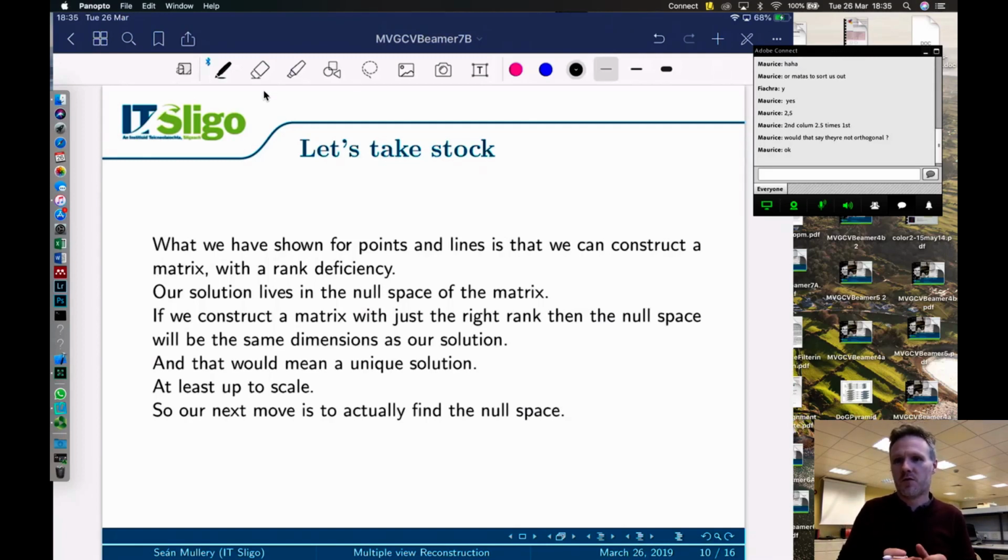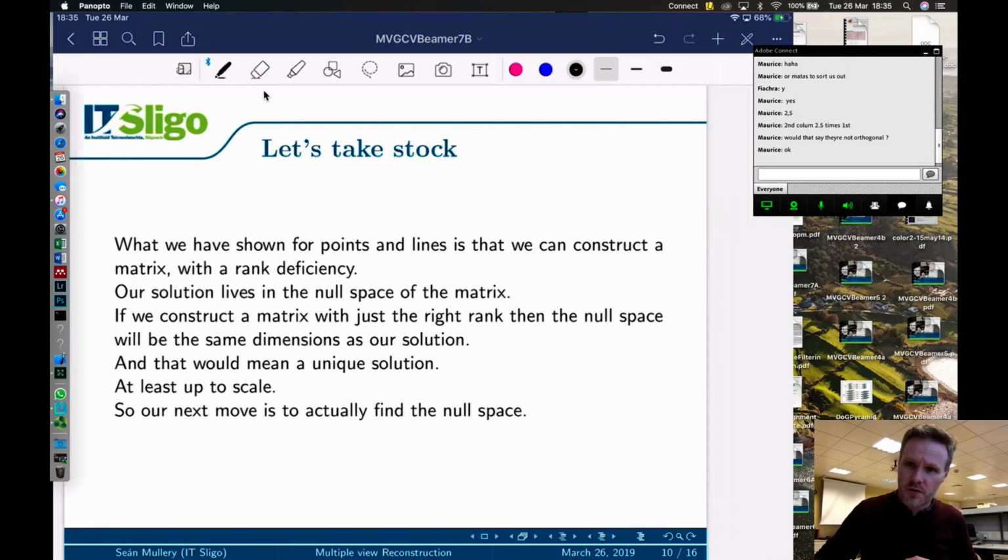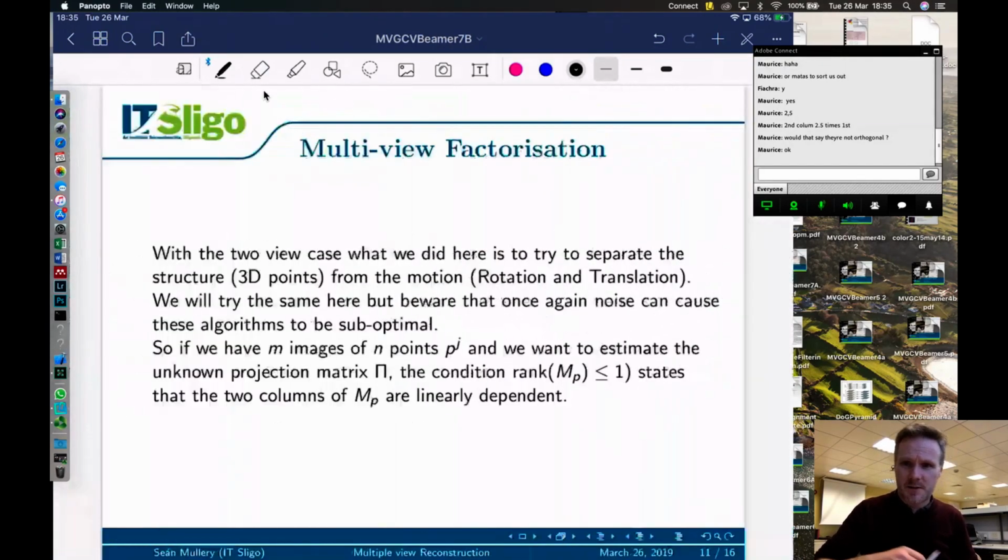Of course, we don't know that the translation between the images is not different, and therefore the scale of the overall thing is different. That hasn't changed. That's still a problem, even with the 3 views. So our next move is to actually find this null space, which we're going to find is not as simple as it is in the epipolar version of this with the 2 view.